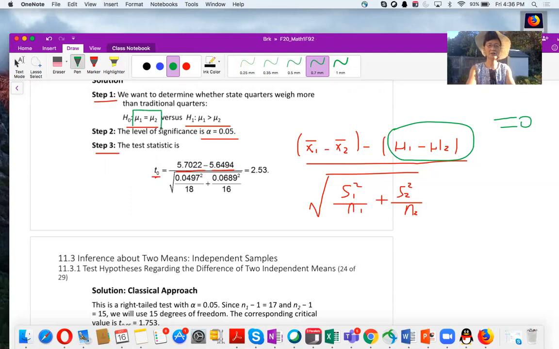It is like in the court situation. A person is innocent until proven otherwise. So you assume mu1 equal to mu2. Therefore, mu1 minus mu2 equal to 0. So on the top, you just have x1 bar minus x2 bar. And you do the calculation, you get a test statistic of 2.53.